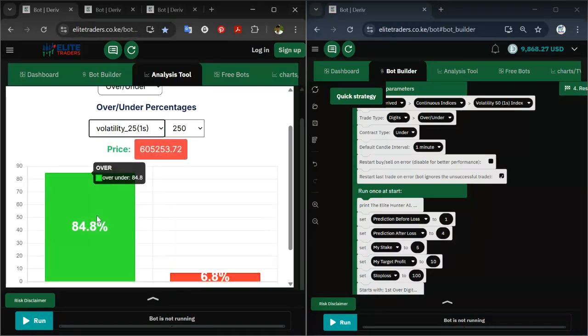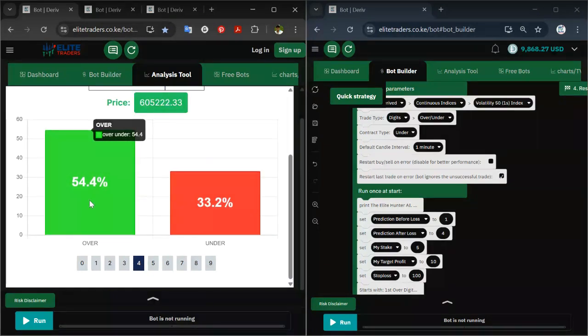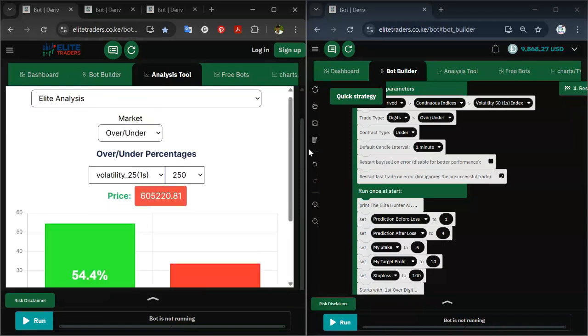So let's look for a market that is above 80%. So we have this one, it's around 84. Let's see over 4 markets. Over 4 market is actually at 54%, should be from 55% and above. But even though this one is okay, so this is volatility 25 1S. Come and do the setup here. Setup over 1, recovery of over 4.